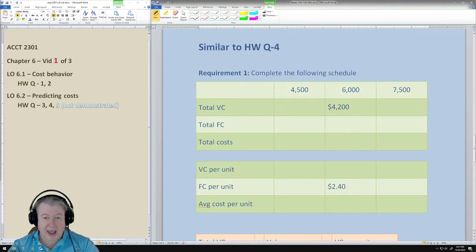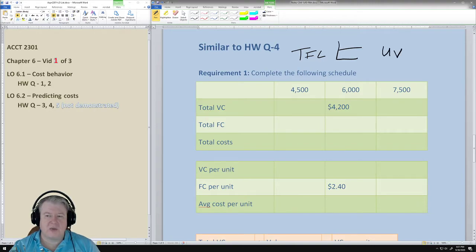So let's use the same thinking for question number 4. So let's just remind ourselves, total fixed costs have a graph like this. In other words, it doesn't matter how many units you produce, the total fixed cost is the same. And we would say the unit variable cost also has that same profile. It doesn't matter how many bikes you build, the tires are always going to be $4.